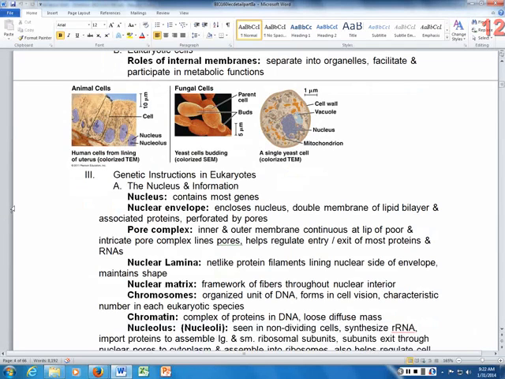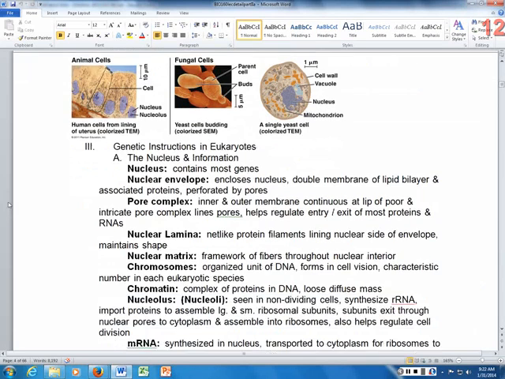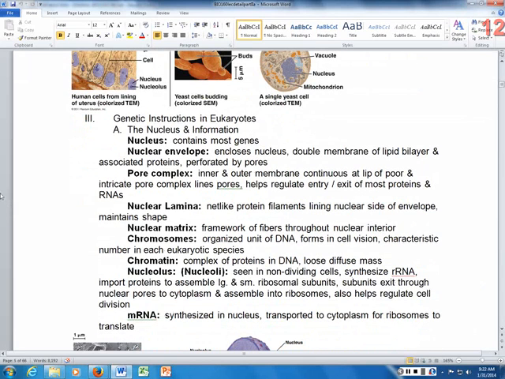So your genetic instructions in the eukaryotes, for the most part, are going to be in the nucleus. That's where most of your genes are going to be. It's going to be surrounded by a nuclear envelope. It's a double membrane of lipid bilayer. And it's going to have these proteins that will go through and form pores.